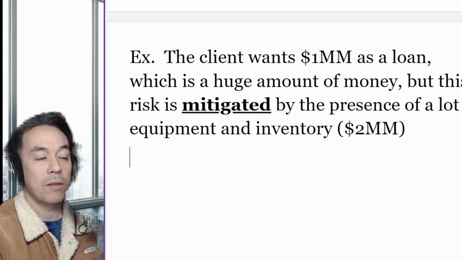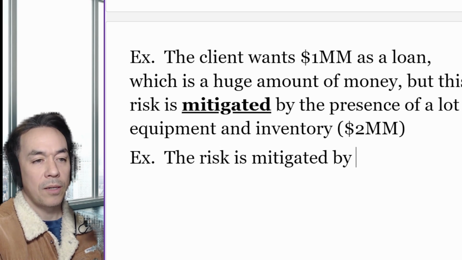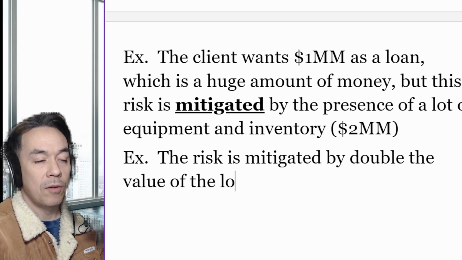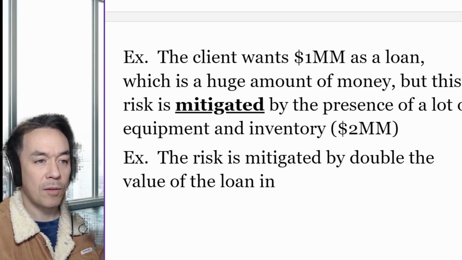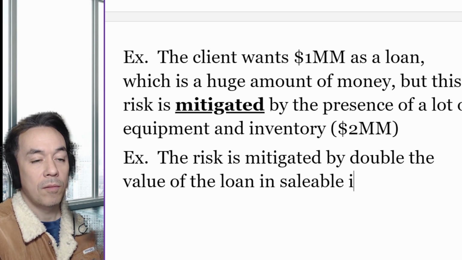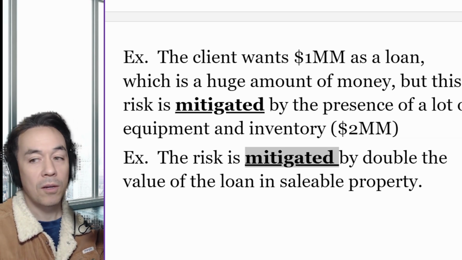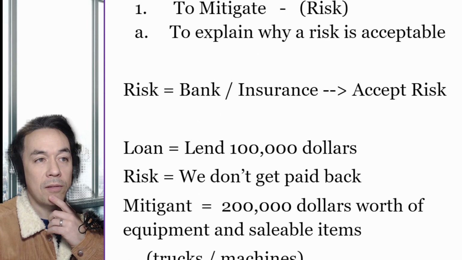Okay, so we could say, the risk is mitigated by double the value of the loan. By double the value of the loan in saleable property, for example, right? So these are example sentences. All right. Okay, so that's mitigate.